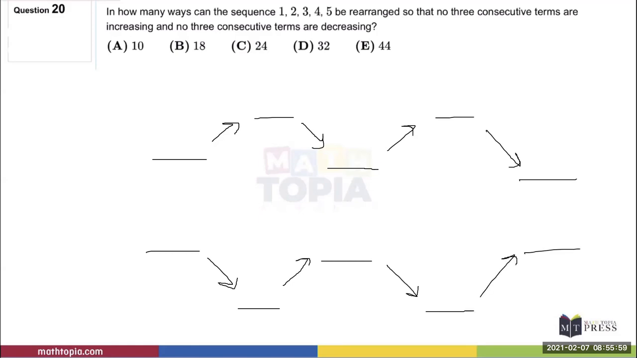And now obviously there's some sort of symmetry to this. So if the first term increases, there's a 1-to-1 correspondence, right? And we can just show it this way. Let's say we have this, right? 1, 4, 2, 5, 3, right?